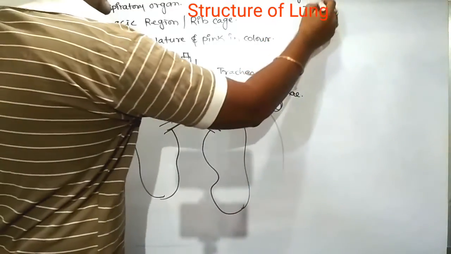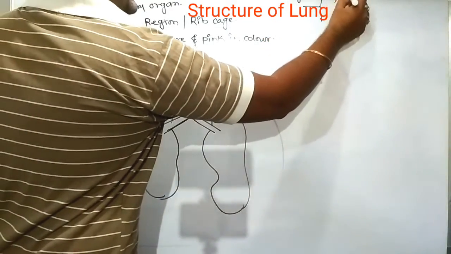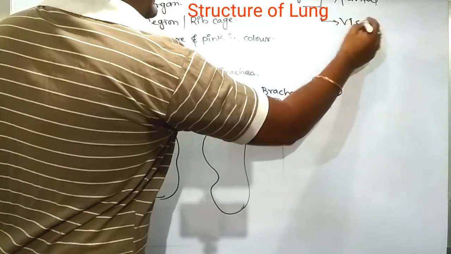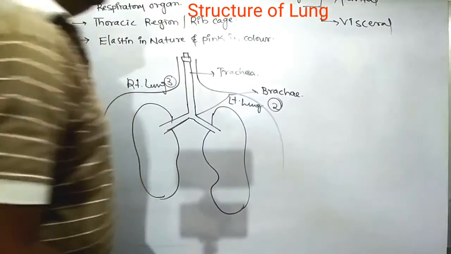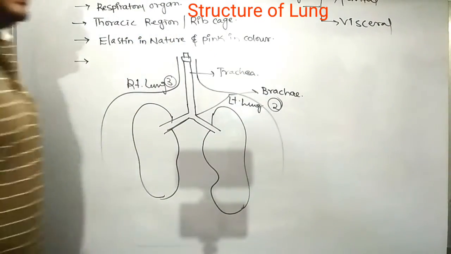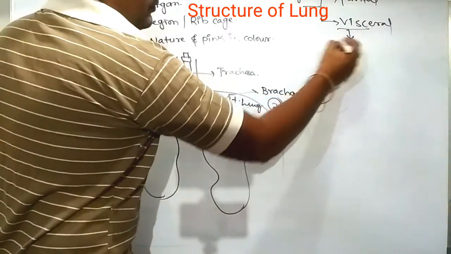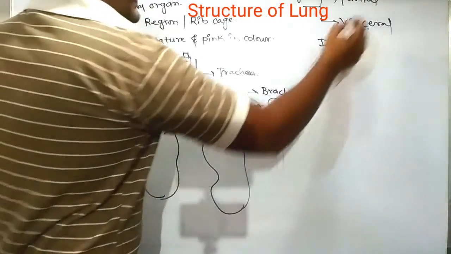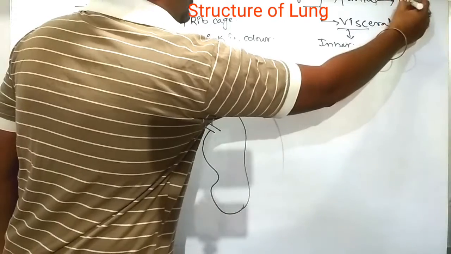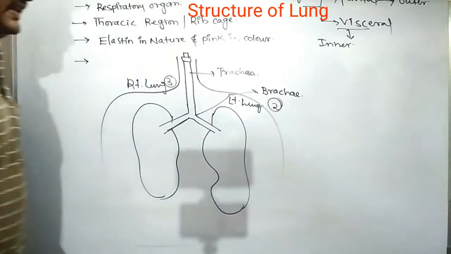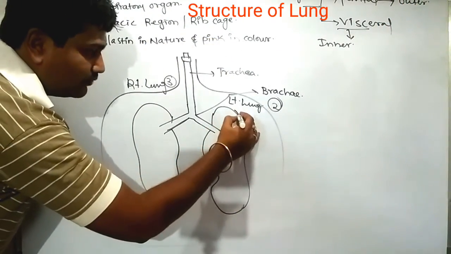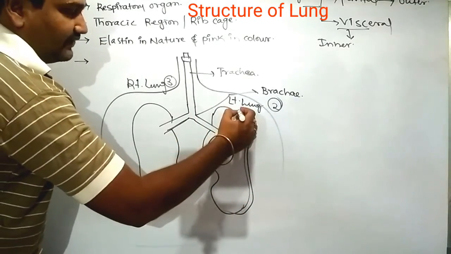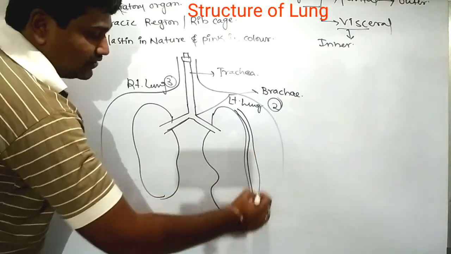2 layers. First one is the parietal layer and second one is the visceral layer. Very, very important: the visceral layer is the innermost layer. The parietal layer is the outermost layer.